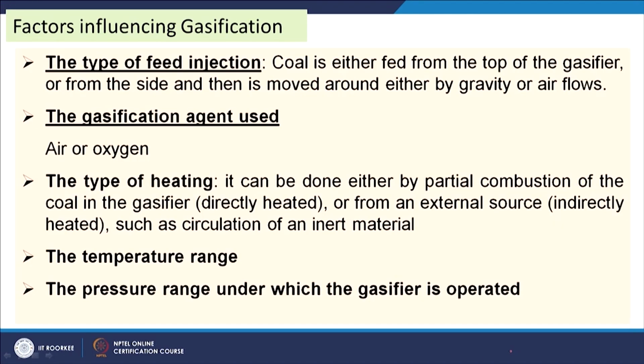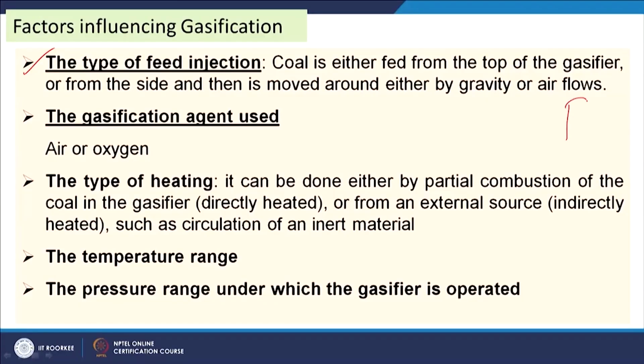Now, we will see the factors which influence the gasification process. First, the type of feed injection: coal may be a top feed or a side feed. If we change the coal feed position, then the efficiency will change, because the coal will get different time in contact with the hot gas. And the gasification agent: air or oxygen may be used. As we have discussed, if we use air, more nitrogen will be available in the syngas, resulting in producer gas, and the energy value will also be less.